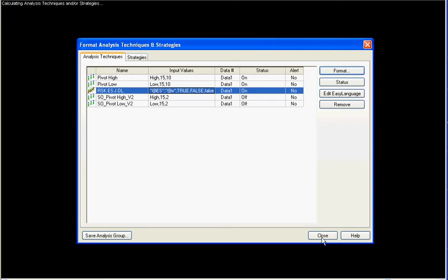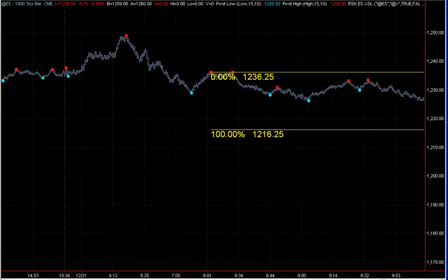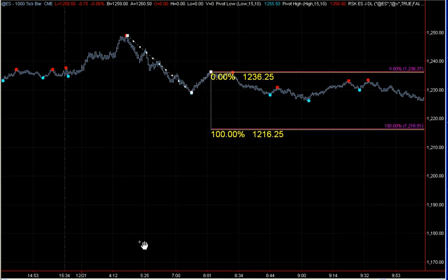So what it did in this case, it found the most recent pivot. Here's a high pivot, a low pivot, and another high pivot. Here, here, and there. So now what's the rule?